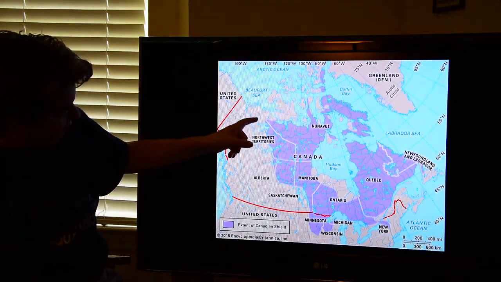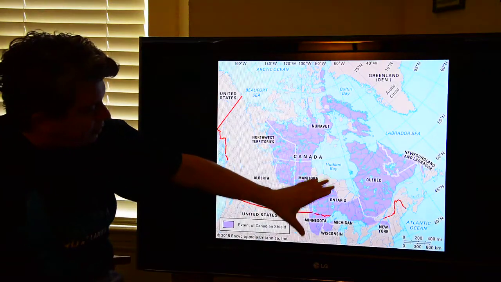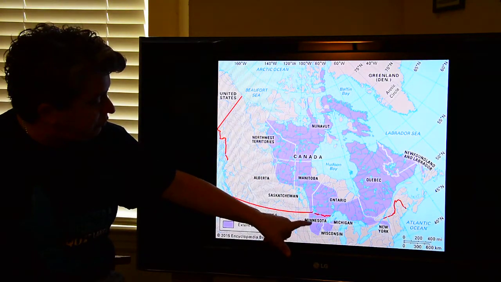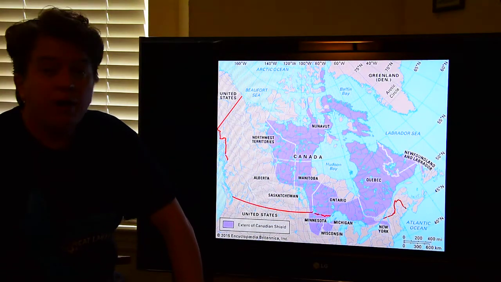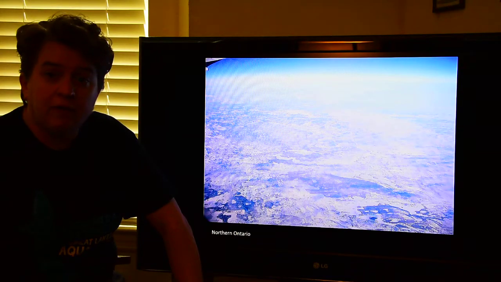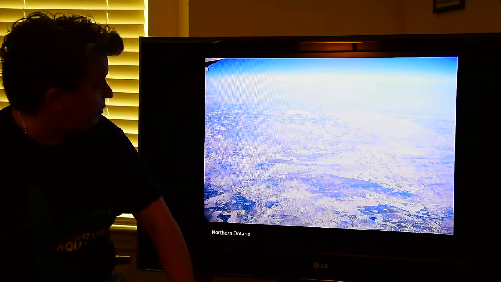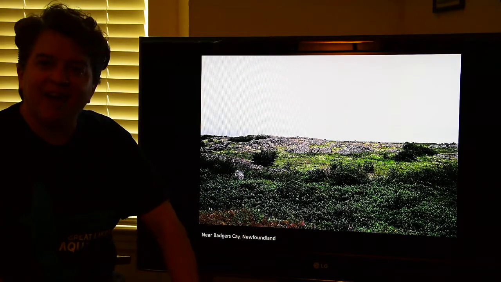And there you can see some of the rocks of the Canadian shield. They do extend downwards into some parts of the United States, but like I said, most of it's concentrated in Canada. And if you're flying over the Canadian shield, that's pretty much what it looks like. If you're on the ground, it looks kind of like that.